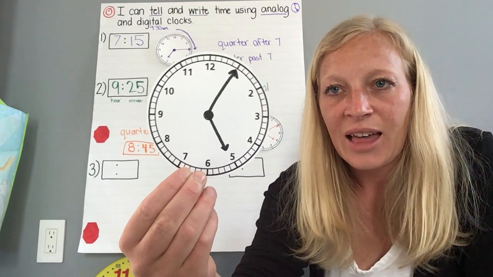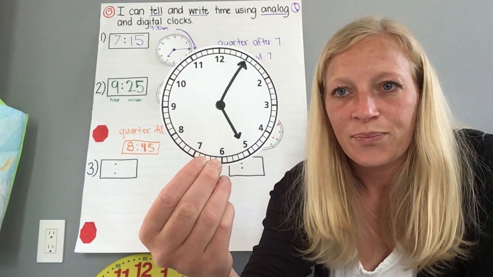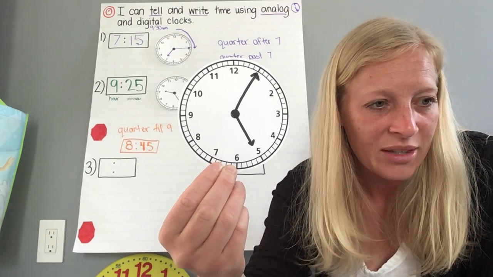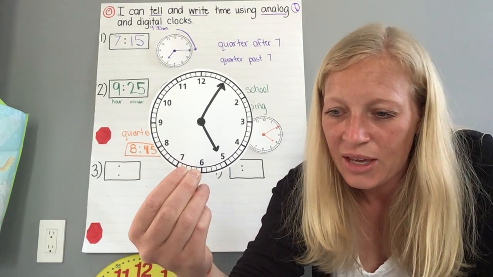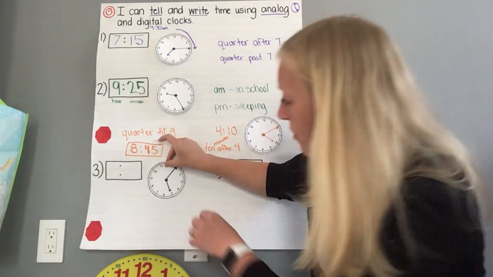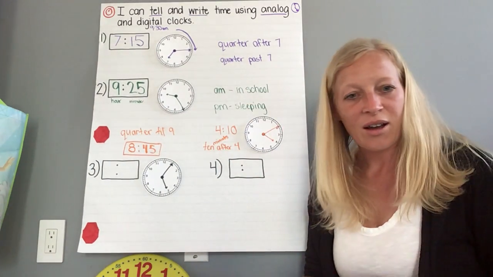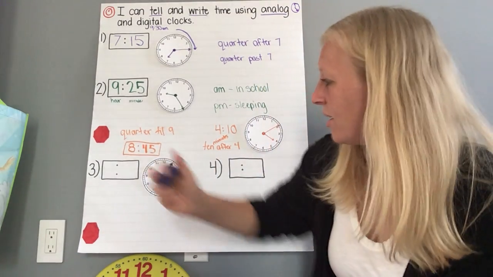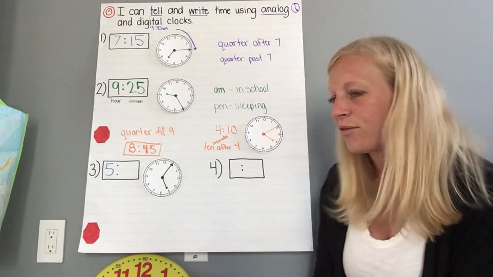All right, take a peek at that clock. Where's my hour? Where's my minute? What time is it? Write it on your whiteboards or in your notebooks. Let me take a peek. All right, hold it up and show it to me, my friends. What is my hour? It is 5. How do I know my hour is 5?